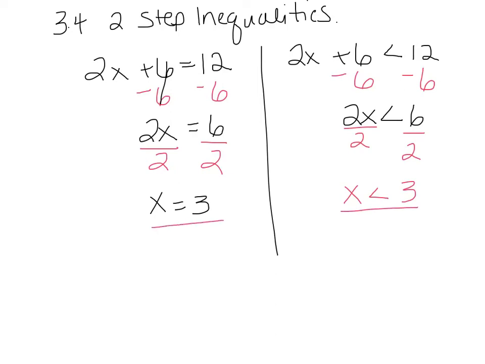So notice it's the exact same steps. The only difference is when you multiply or divide by a negative, you have to change the direction of the inequality. The good thing is we already know how to do all of this. So let's go to the next example.